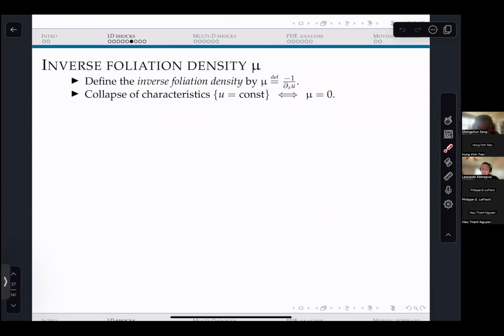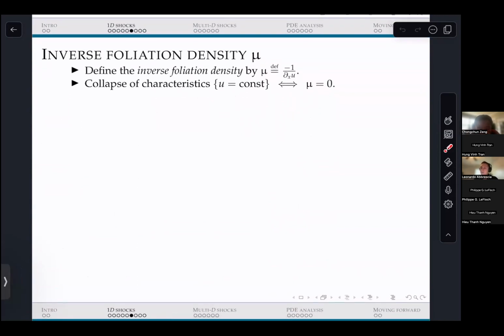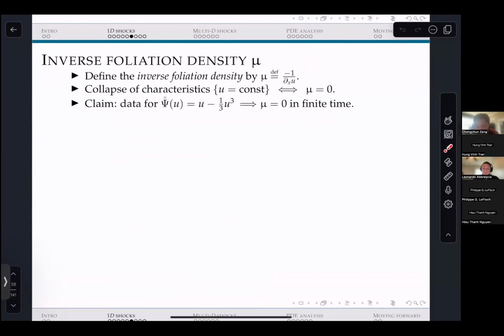Now, we saw that at the set of singular points, where the gradient blows up, there's infinite density of the characteristics. So if u is constant on the characteristics, morally, you can expect that the derivative of u is blowing up. And so an infinite density of the characteristics corresponds to this denominator being infinite. And so mu is equal to 0 whenever the characteristics have infinite density. And so the goal is to prove that mu becomes 0 in finite time. And that's how you recover the initial singularity.